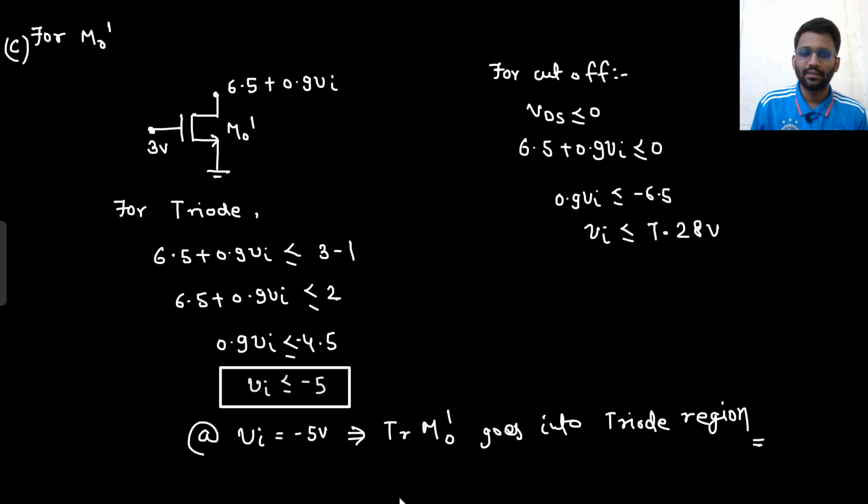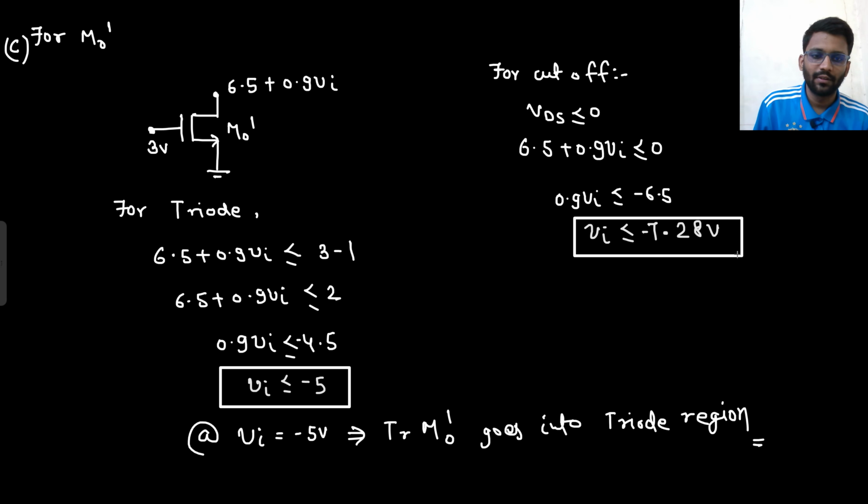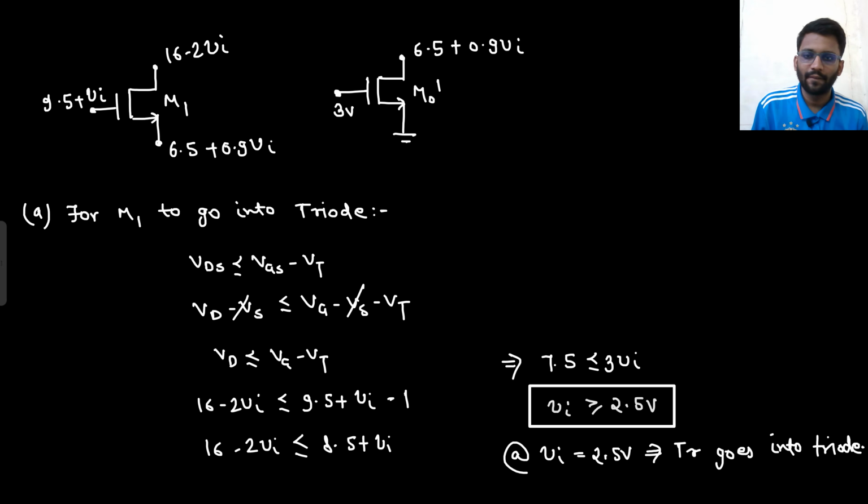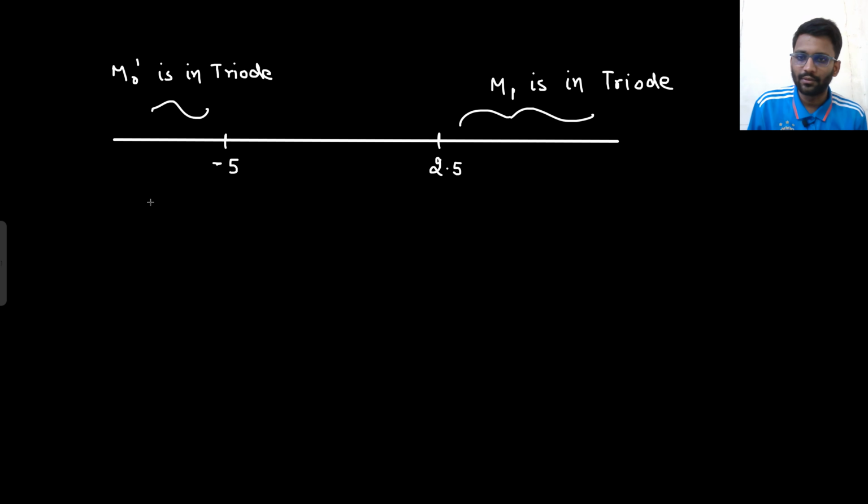V in should be less than 7.28 volt. There should certainly be a negative sign which I am missing. Yeah, less than negative of 7.28 volt. Right? So let's just say this is minus 7.28 and 7.28.